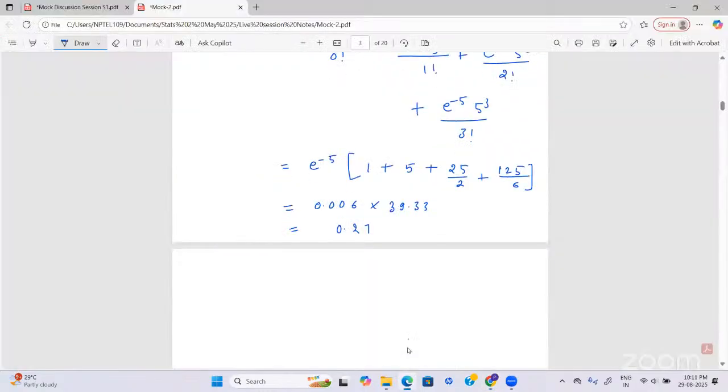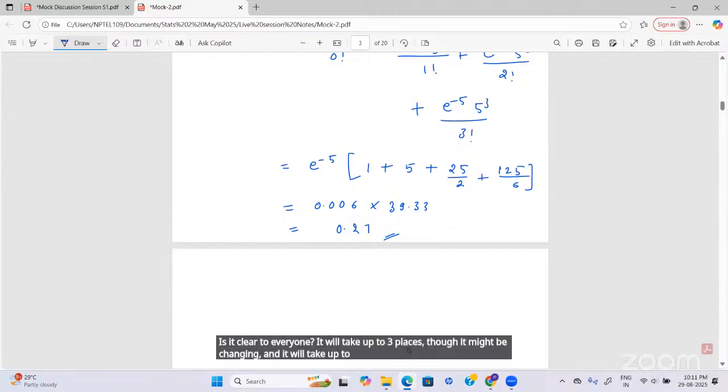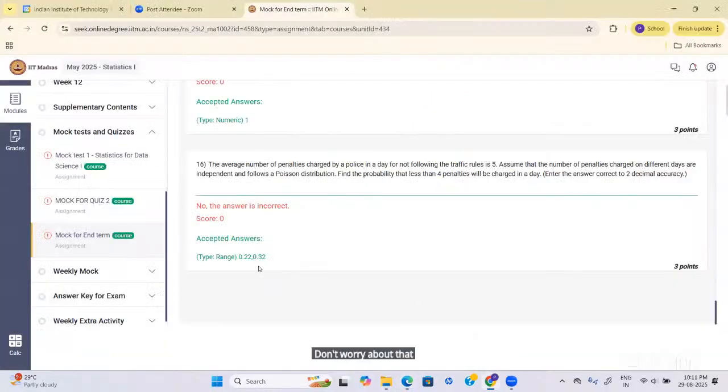Is it clear to everyone? If you take up to 3 places, it might change, and if you take up to 2 places, it will be a different value. So don't worry about that. That's why we gave the range. And here it is given that we have to take up to 2 decimal places. Anyone else has any doubt?